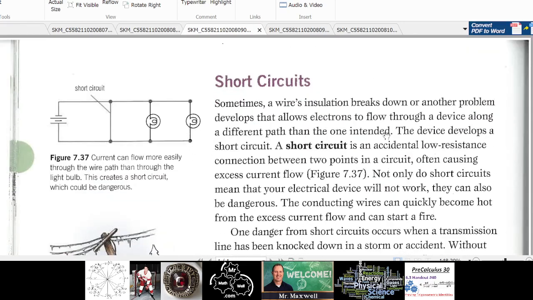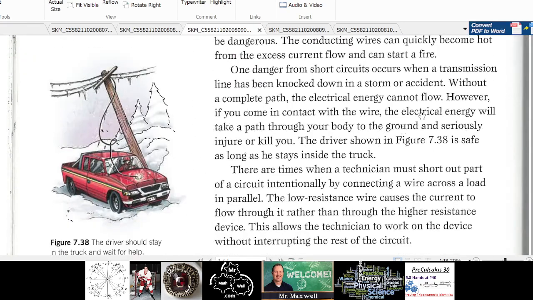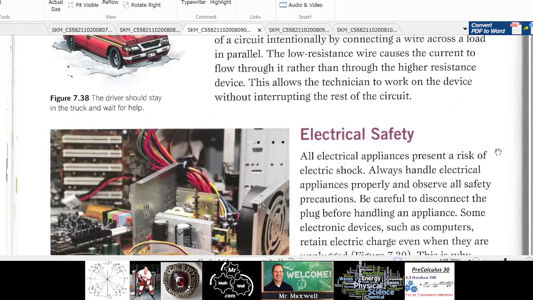Would it stop the car? The car would be stopped already. Yeah, it would fry the electronics in the car probably. All right. So let's see. Without a complete path, the driver might be safe here. Okay, the driver is safe as long as he stays inside the truck. Don't move. Don't try and get out. Don't touch all the metal components.